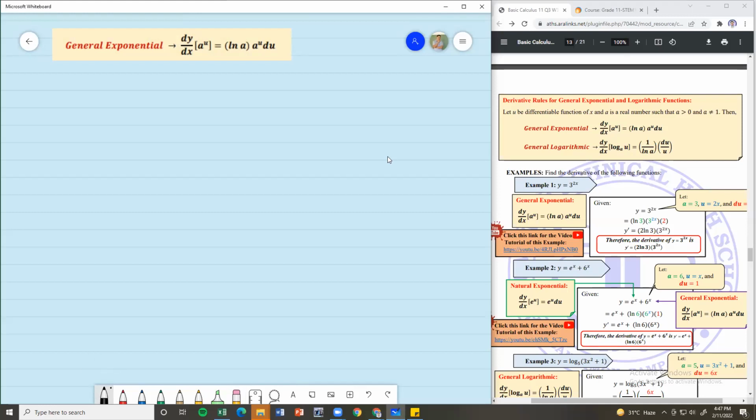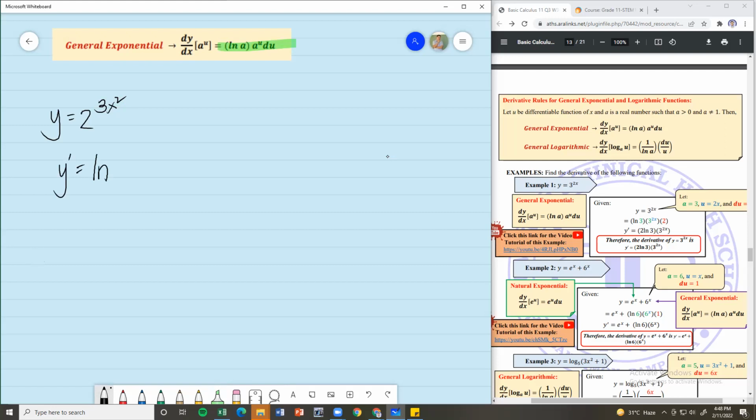2 and up. Okay? So, for example, we have y is equal to 2 raised to an exponent. For example, we have 3x squared as our exponent function. So, let's just use this pattern. We always just follow the pattern. And we always get the derivative of the exponent when we have an exponential function. Okay? So we will have here y prime will be equal to ln a.